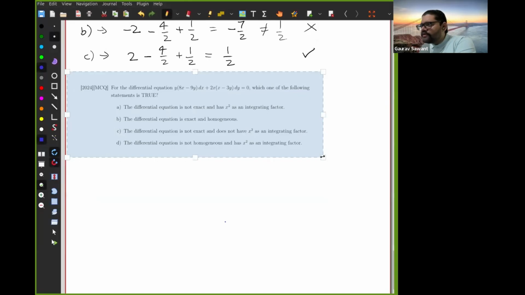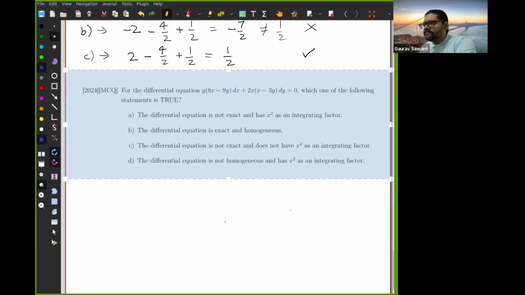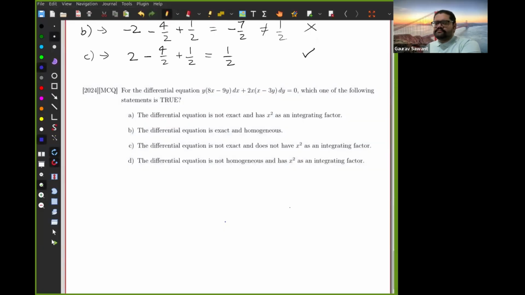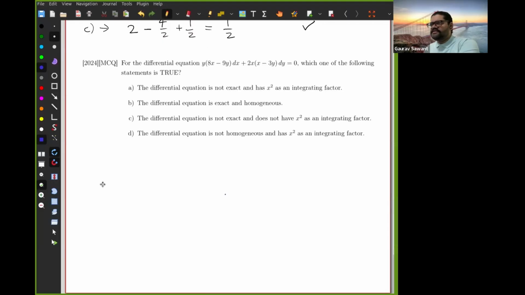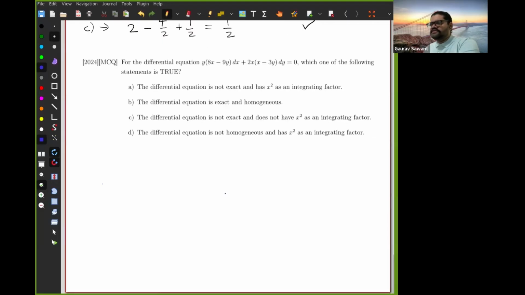So let me just scale it up for you. Now I have an expression which looks like this. And there are a bunch of things. It talks about homogeneous equations. It talks about exact equations. It talks about integrating factor, right? So there are a bunch of things that are happening. So let's just break this question down in simpler form. Let me add a page and come back.